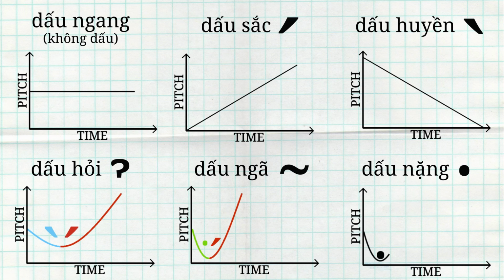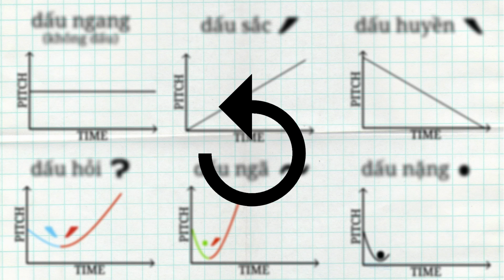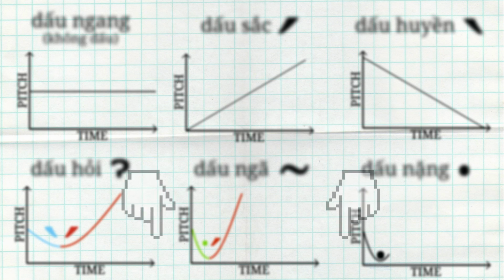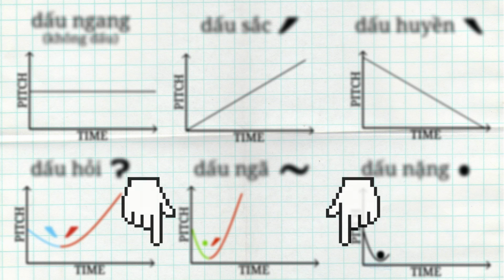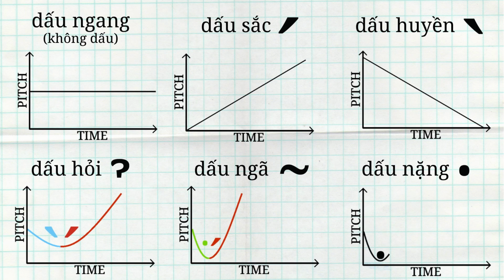This concludes the lesson. Replay this as many times as you need to get a feel for the tones. Timestamps are provided below. Once you're comfortable with the name and the sound of each dấu, then you're ready to move on to the next video.